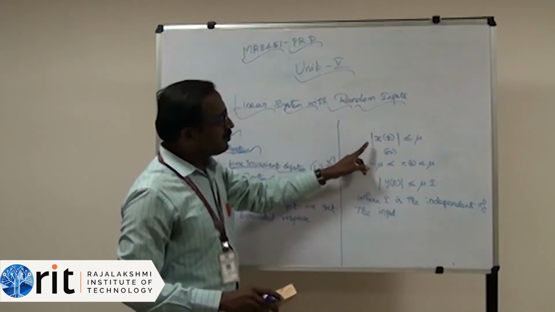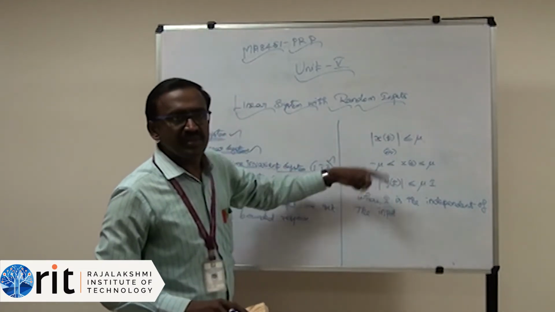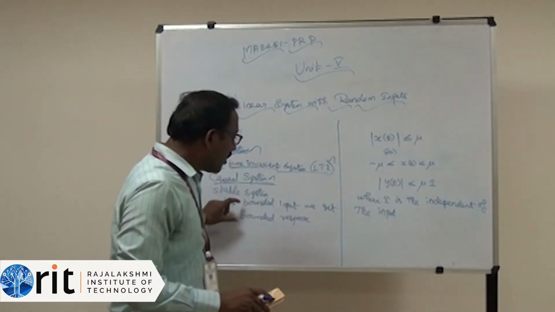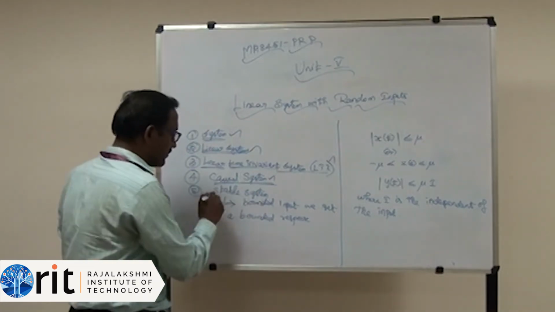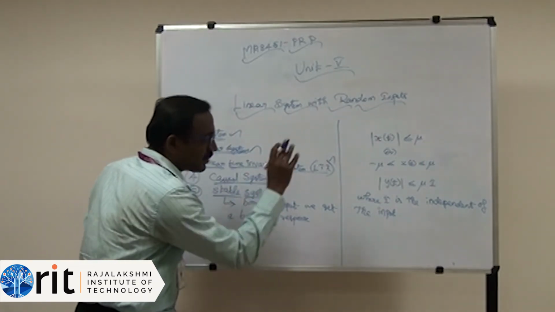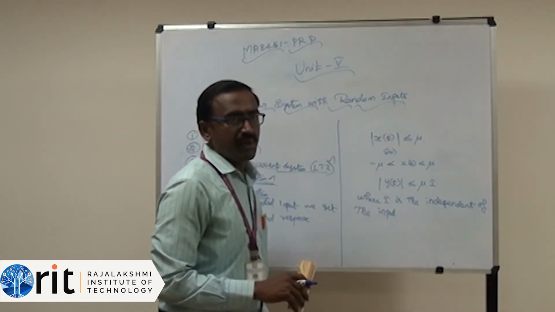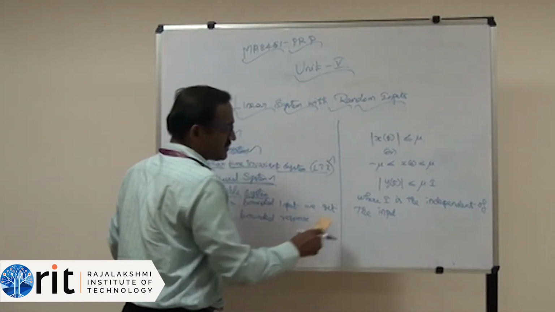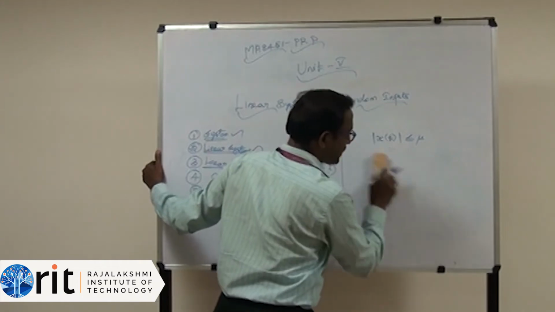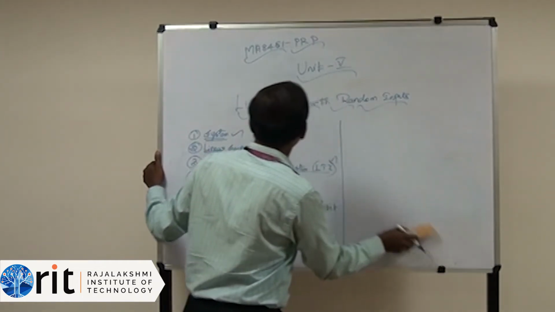So with a bounded input, if we can get a bounded output, then we can say it is a stable system. When the system is stable, the value should be a finite value. So bounded input and bounded output is why a system is a stable system. These are the basic things here.